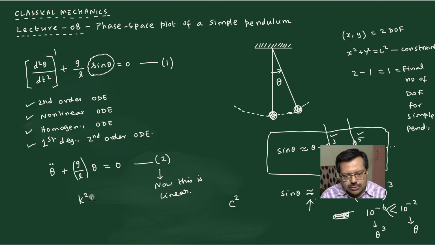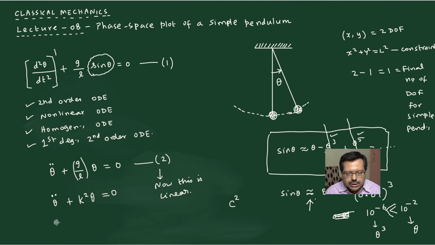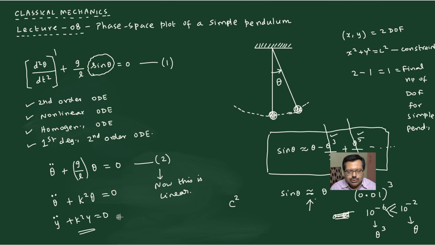Then the rest of the thing you simply write down: k square theta here, plus this side theta double dot, and that is equal to 0. And this is the equation that is quite familiar in mathematics. You have y double dot plus k square times y equal to 0. And the solution, you already know, is a times cos kx plus b times sin kx. And then you proceed further. That's fine. We are not going to do that now.